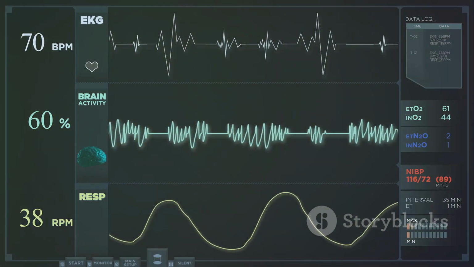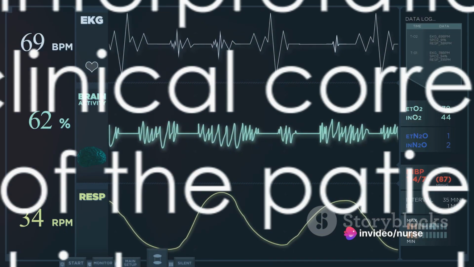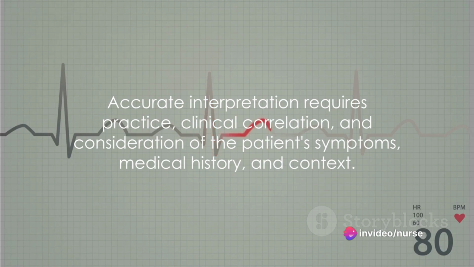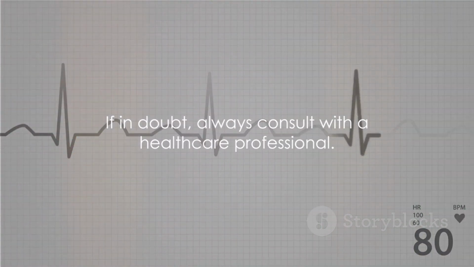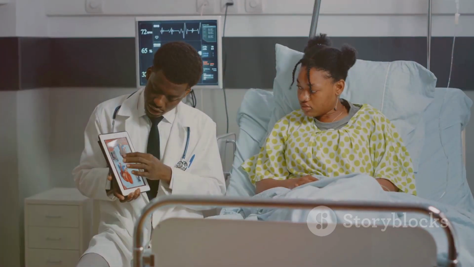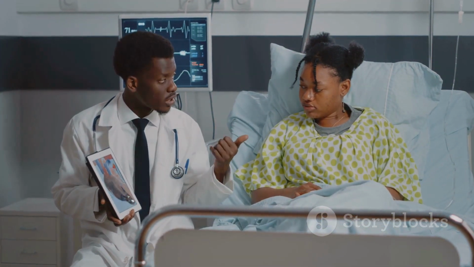Bear in mind, this guide provides a basic approach to ECG interpretation. Accurate interpretation requires practice, clinical correlation, and consideration of the patient's symptoms, medical history, and context. If in doubt, always consult with a healthcare professional. They can provide a comprehensive interpretation based on the specific clinical scenario.